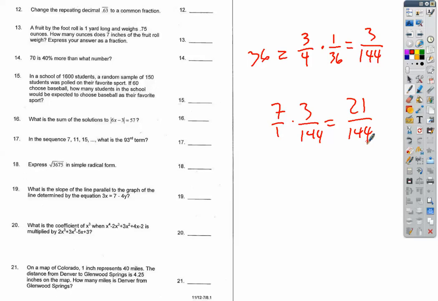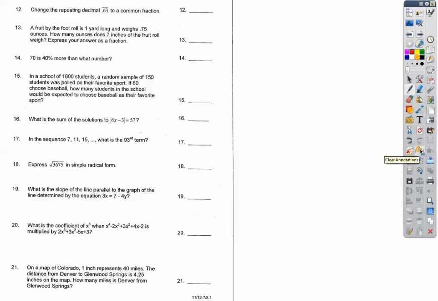Now 3 goes into 21, it's also 7, but 7 doesn't go into very many things. So I'm going to guess 3 definitely goes into that, because 4 plus 4 is 8 plus 1 is 9. So 3 goes into 21, 7 times, 3 goes into 144, 48 times, and that is my answer. All right, 70 is 40% more than what number?